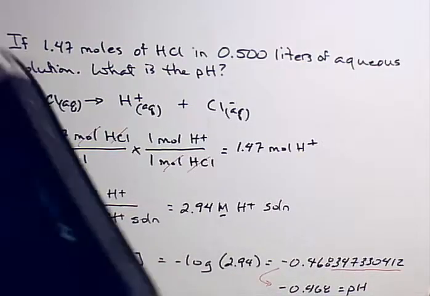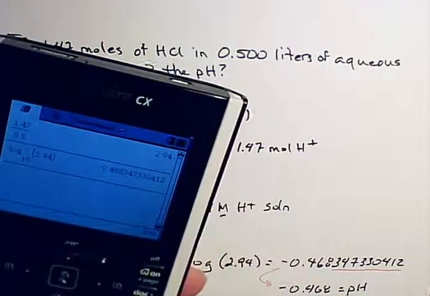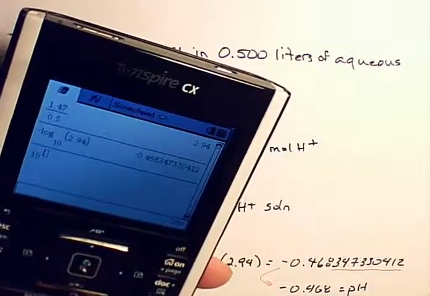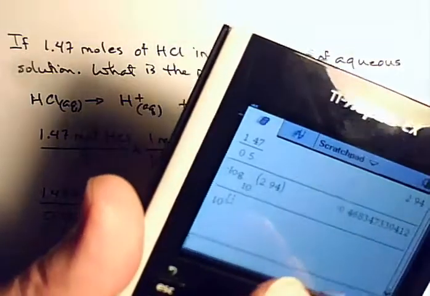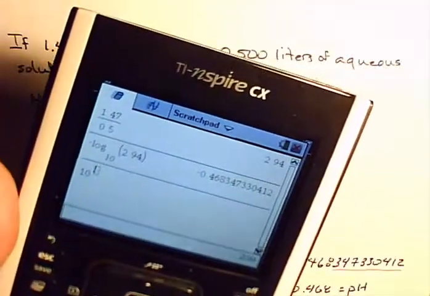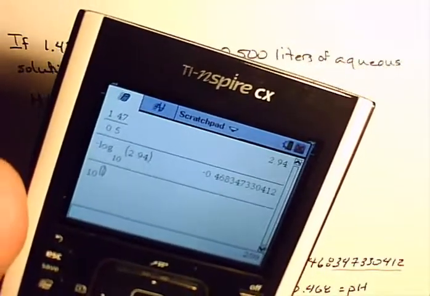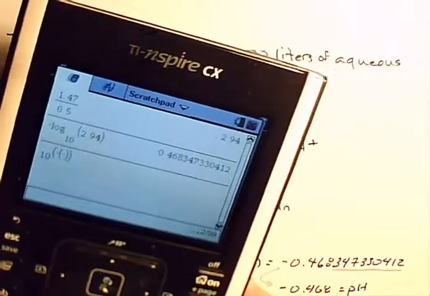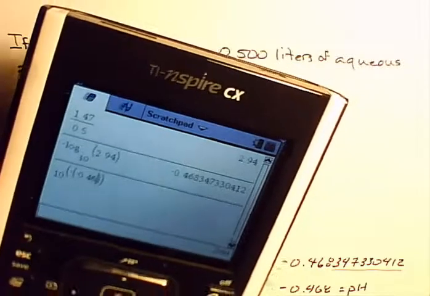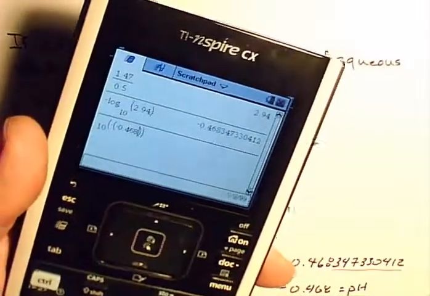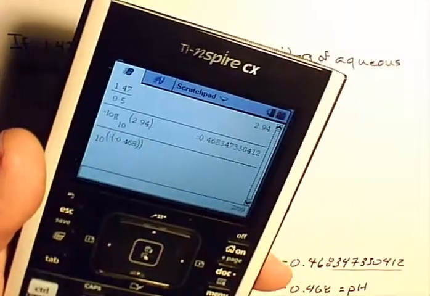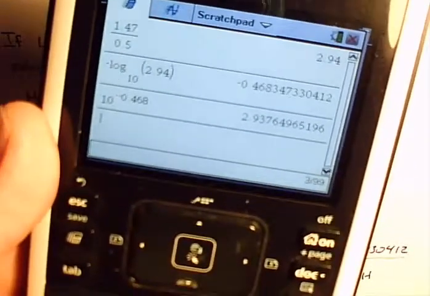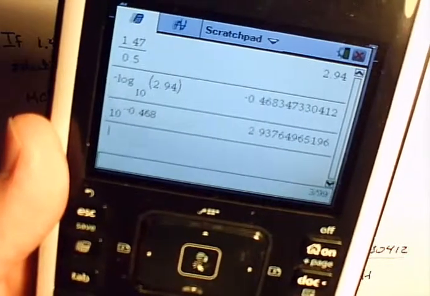Let me show you what I mean by that. On my calculator, I think I can do that. So I'm going to take 10, and I'm going to use that up caret right there. My up caret gives me an automatic exponent. I'm going to open up a parentheses and say negative, another parentheses, and put in the actual number, negative 0.468. Now, a negative times a negative is a positive, right? If you know that, you can make it a positive.